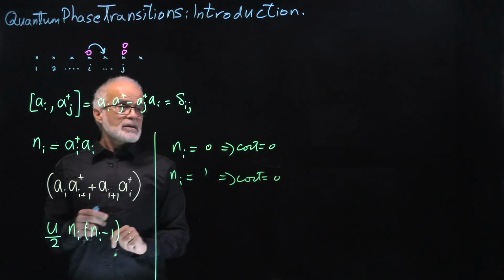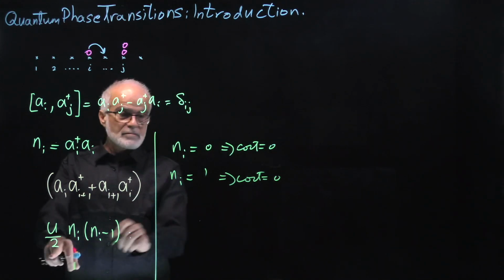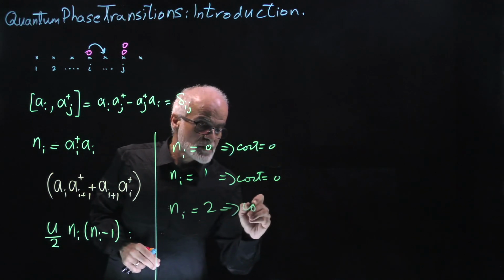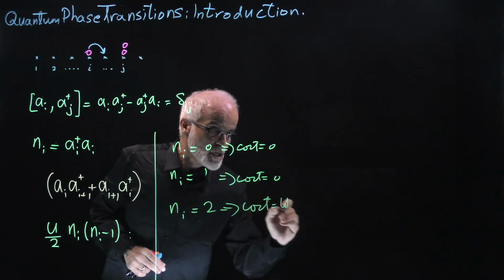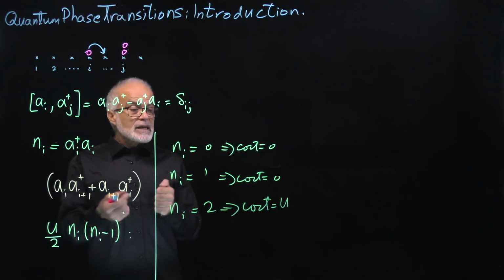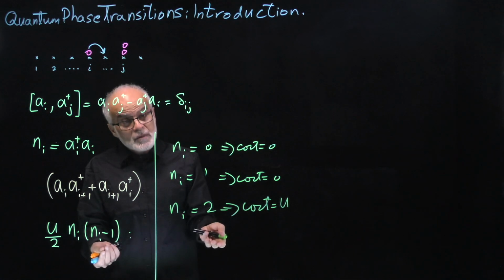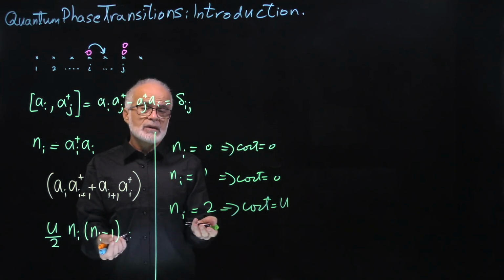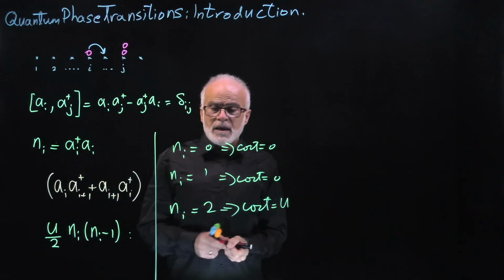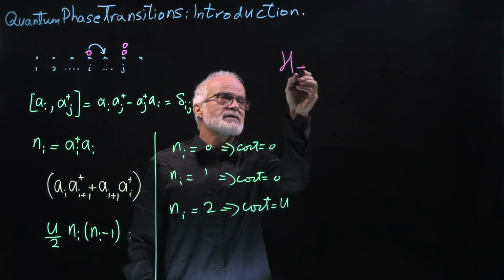If I have two particles on the site, 2 times 1 is 2. So then the cost is just U, and so on and so forth. So this term gives us the energy cost when particles meet. It has to be more than one particle. 2, 3, 4 particles, there's an energy cost. This now allows us to write the full Hamiltonian describing the system.